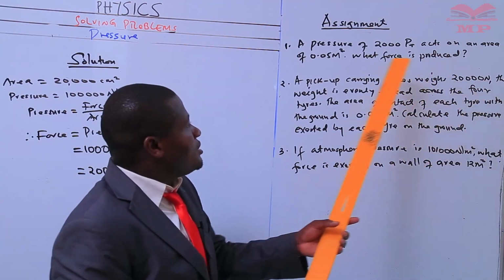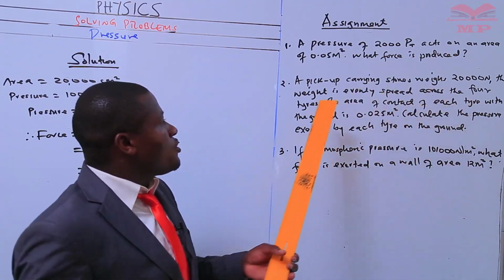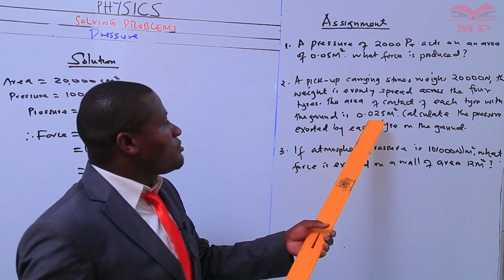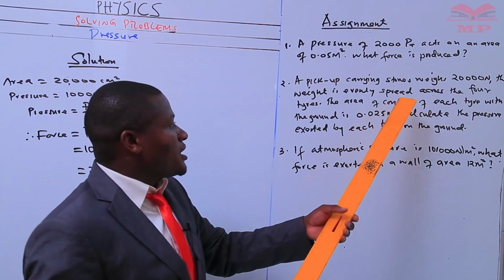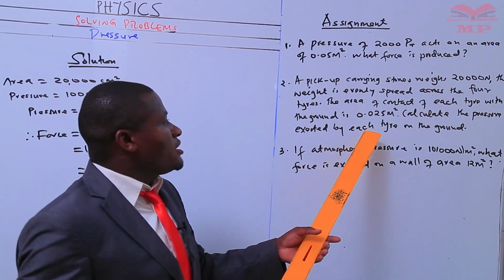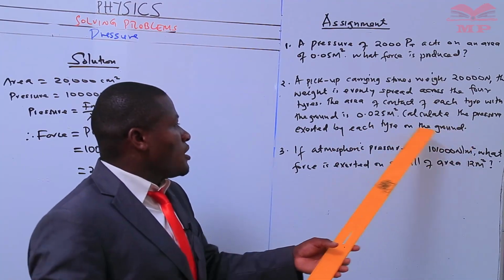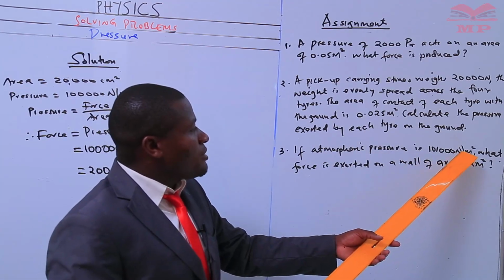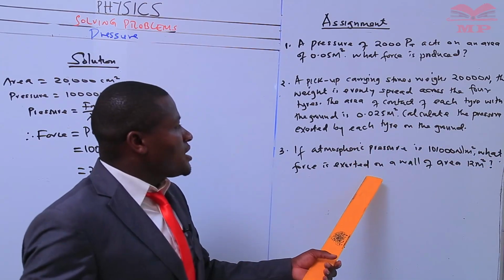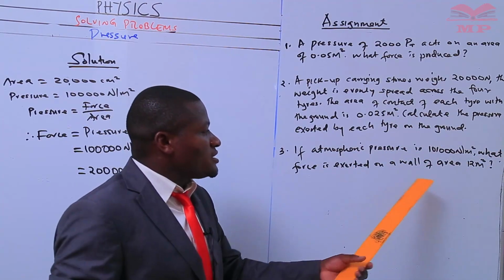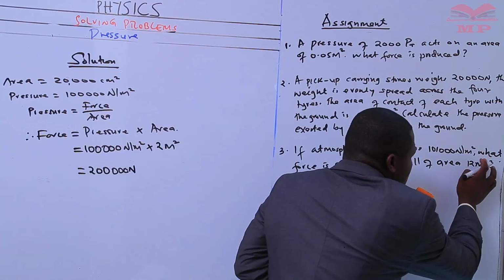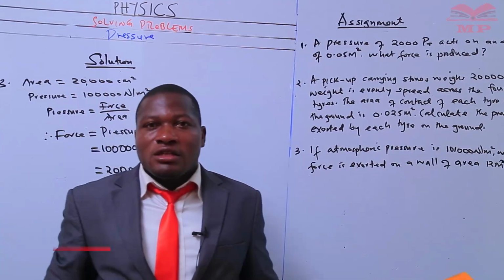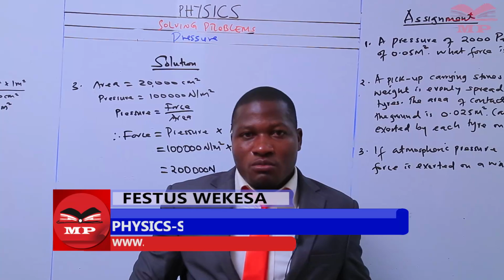And question 2, we have a pickup carrying stones that weighs 20,000 newtons. The weight is evenly spread across the 4 tires. The area of contact of each tire with the ground is 0.025 meters squared. Calculate the pressure exerted by each tire on the ground. Question 3. If atmospheric pressure is 101,000 Newton per meter squared, what force is exerted on a wall of area 12 meters squared? So these are the questions that I would like you to try when you are at home.